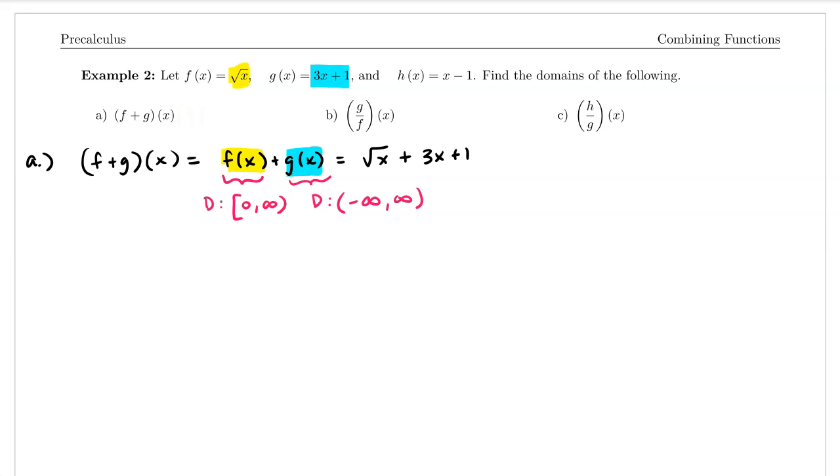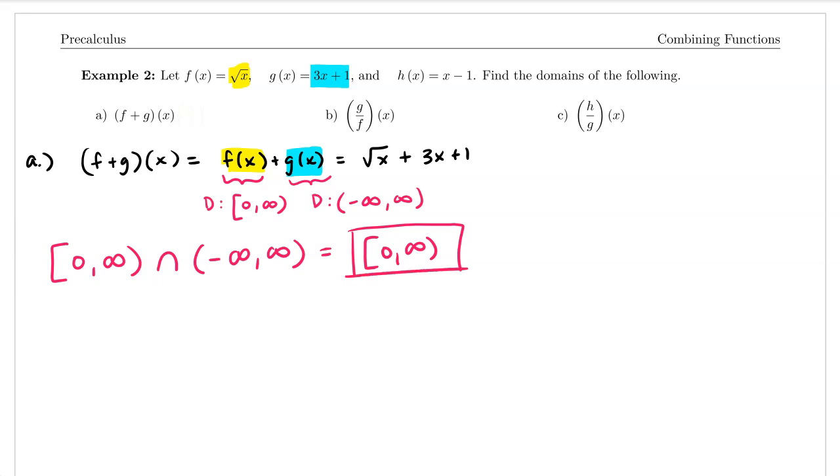Now, if I want the domain of f plus g of x, I would look at the intersection between these two sets. So I have 0, infinity, intersect, negative infinity to positive infinity. And if we take the overlap, or the intersection of these two sets, that's going to be 0, infinity. So there is our answer for part A.